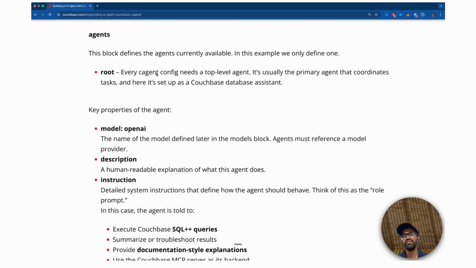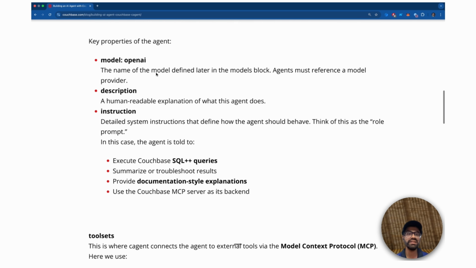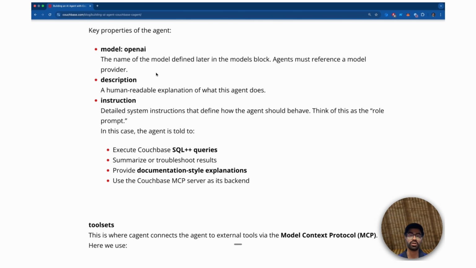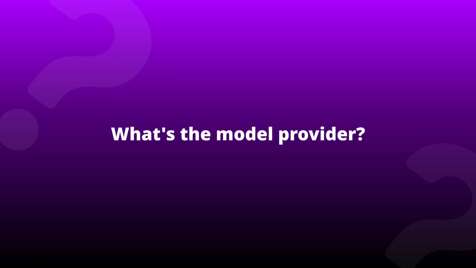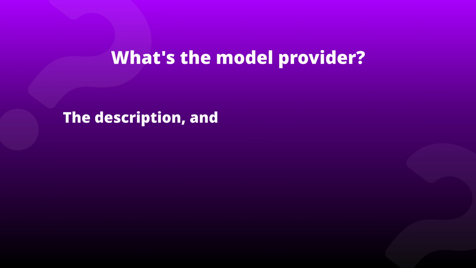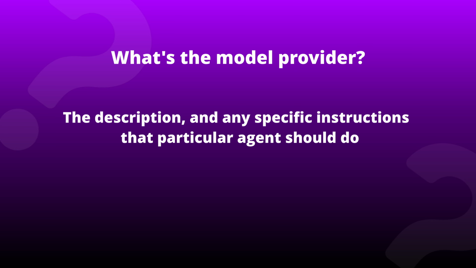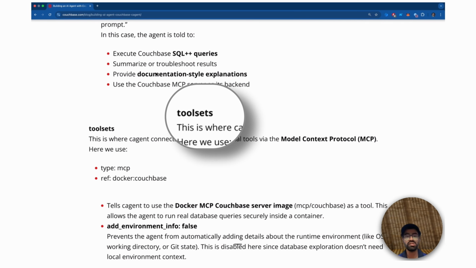So in this case, if you have multiple agents, it's kind of like the orchestrator, and every agent will have a few different things like the model. So what's the model provider, the description, and any specific instructions that particular agent should follow. And then you'll also have something called a toolset, which allows the agent to connect to external tools.